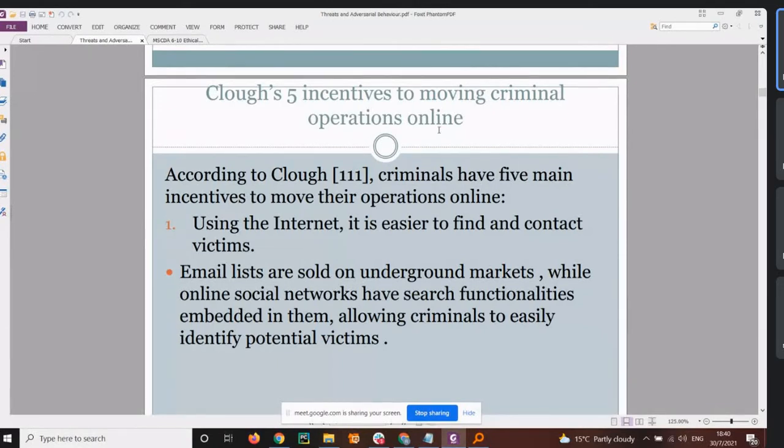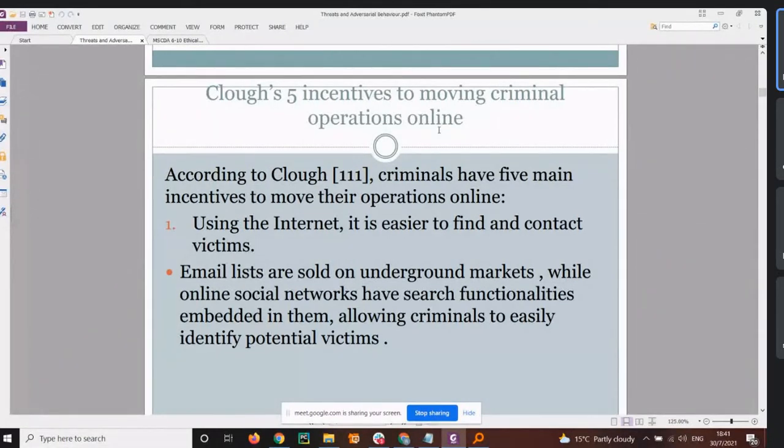From the knowledge we have from movies and books, how drug deals basically work is you go to a street corner somewhere, you meet someone, you pay the money, they give you the drugs, and then you take the drugs and go. So one of the first main incentives is that using the internet, it is easier to find and contact victims. If I was a dealer and created a website where I sell my product online, all you do is make a payment using some sort of cryptocurrency, and then I mail the drugs to you, or I tell you to go and collect them. That's one example of how using the internet, it is easy to find and contact victims.